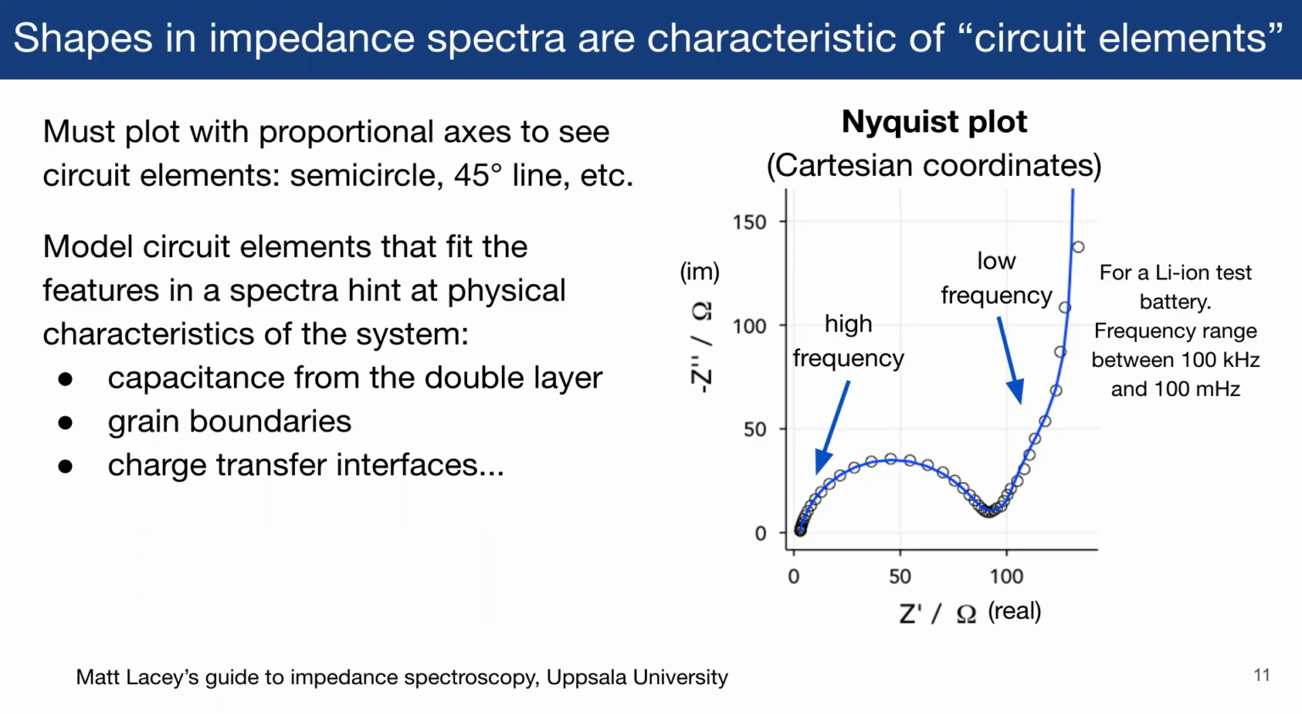Grain boundaries tend to have a resistor to represent the charge transfer resistance between grains, but also a capacitor in parallel, because you have a gap between your particles and you're sort of making a capacitor out of that process. So really the richness of the information that we can get out of EIS comes from developing these fits.